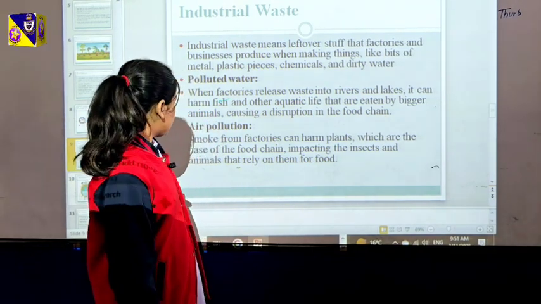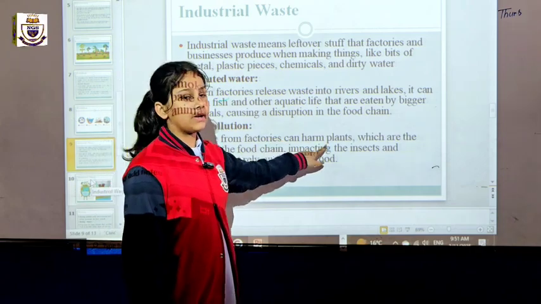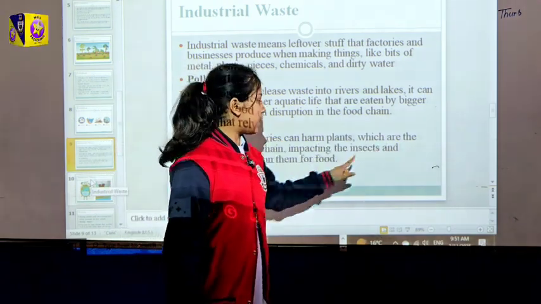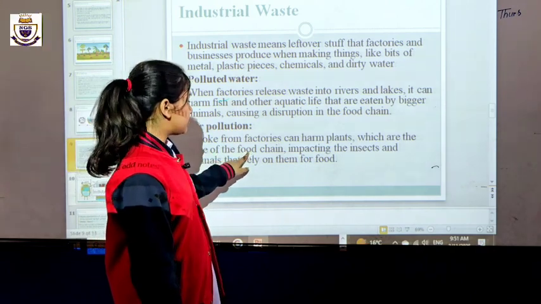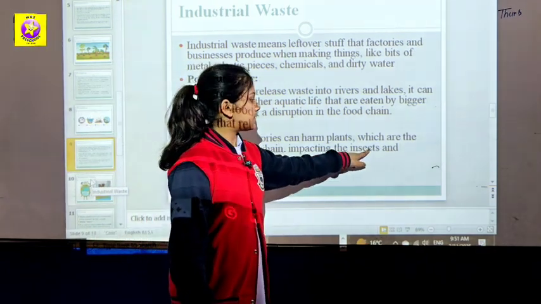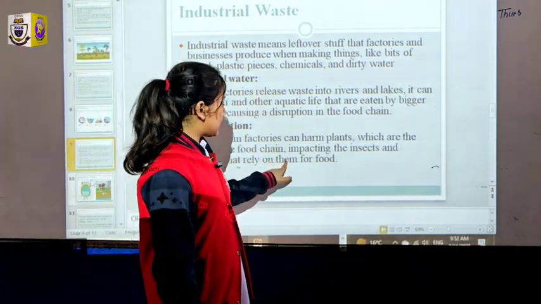Now I am going to tell you about air pollution. Smoke from factories can harm plants, which are the base of the food chain, impacting the insects and animals that rely on them for food.